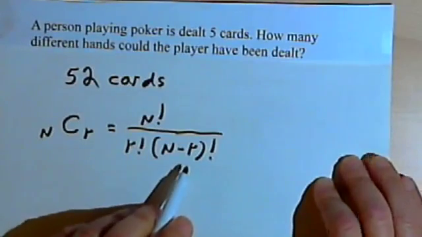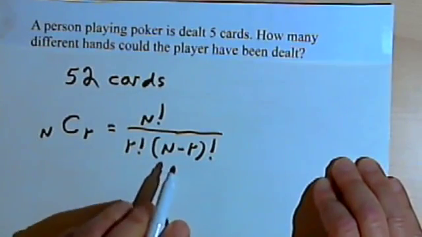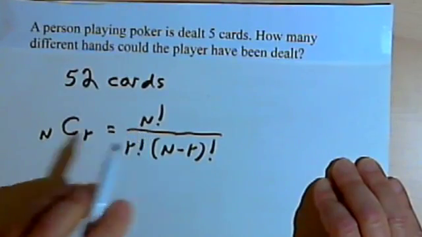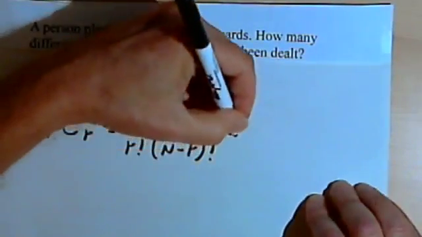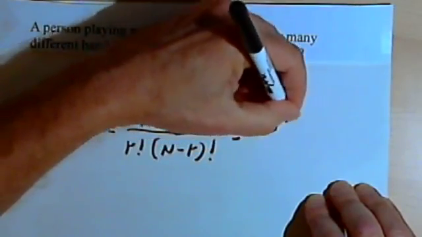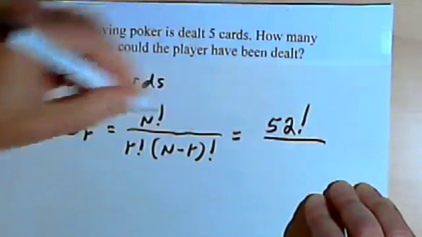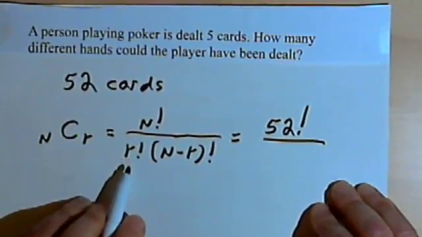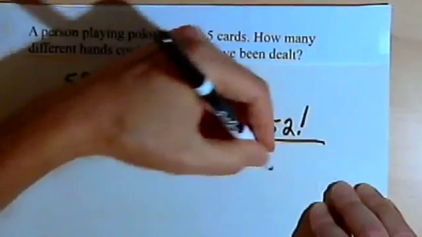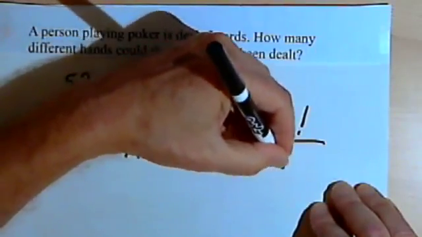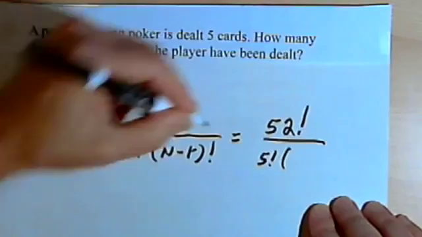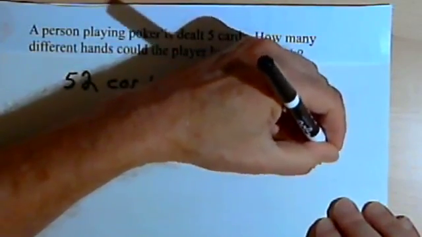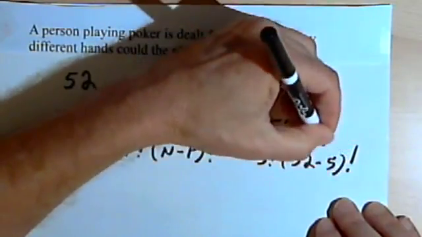And the n and the r are going to stand for the same things that they stood for in the NPR formula. So n is going to be the total number of objects, that's 52. So n factorial would be 52 factorial. And then we've got r, that's how many objects we're taking for each combination, and that's going to be 5, the 5 cards. So that's going to be 5 factorial. And then I've got n minus r, which is 52 minus 5, and that's factorial.